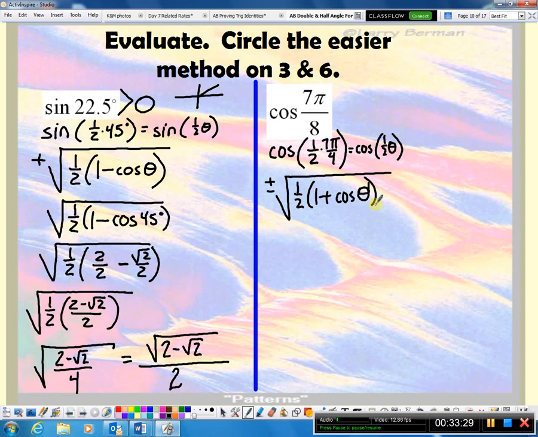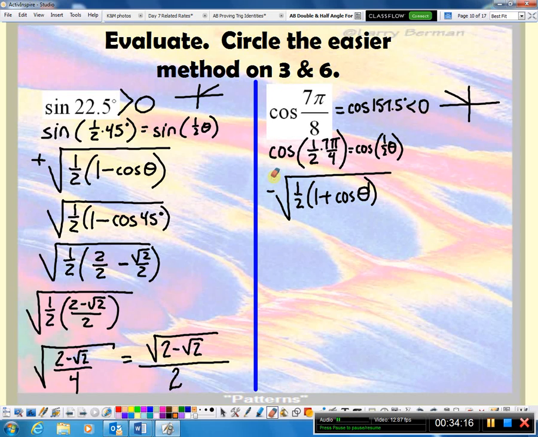Now, 7 pi over 8. 7 pi over 4 is the same thing as 315 degrees. If I take 315 and divide it by 2, this is the same thing as cosine of 157.5. Now 157.5 is an angle in the second or the sine quadrant, so I know that cosine of 157.5 will be negative. Again, why am I doing all that rigmarole? Because I cannot leave the plus or minus. I have to choose a sign, and I choose negative.